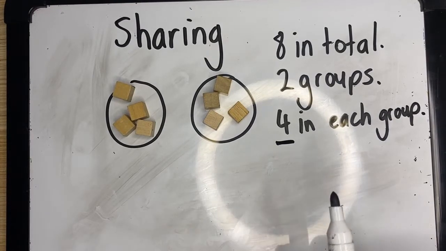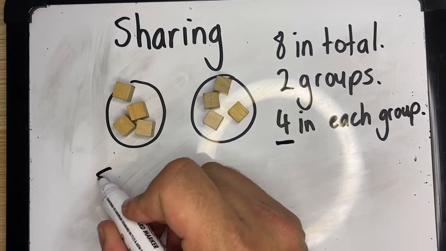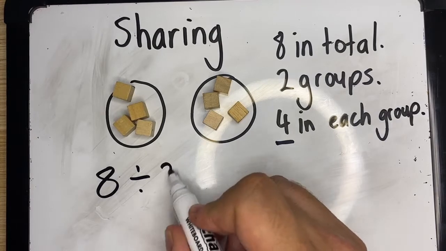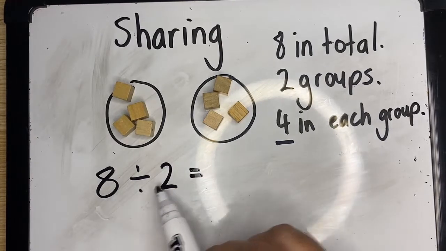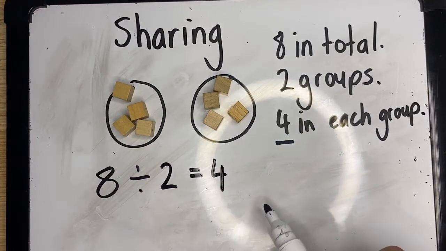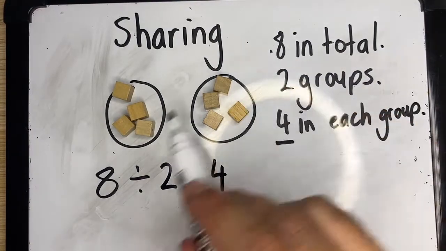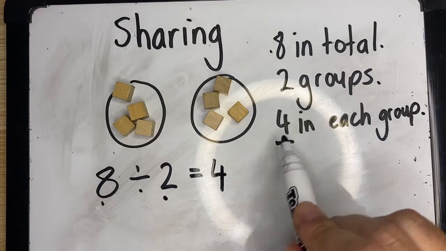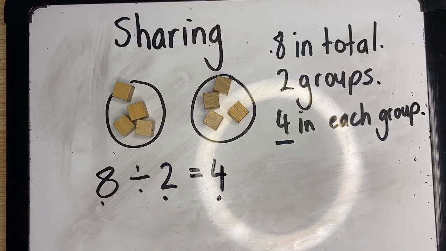Now the way that this looks with division is 8 in total divided by 2 groups is 4 in each group. So you can see that 8 is the total number. We know how many groups we have, and we know that 4 is in each group.